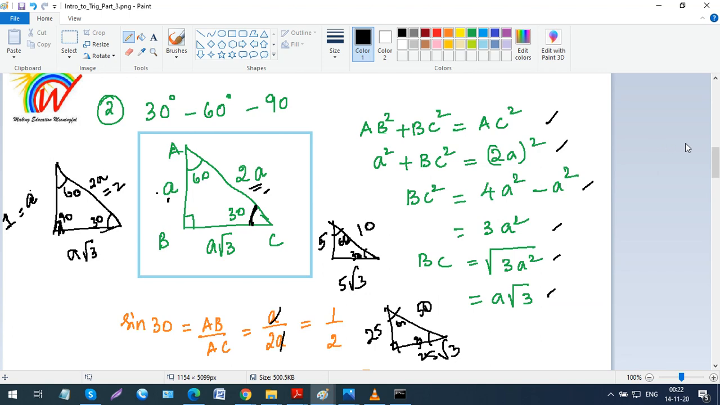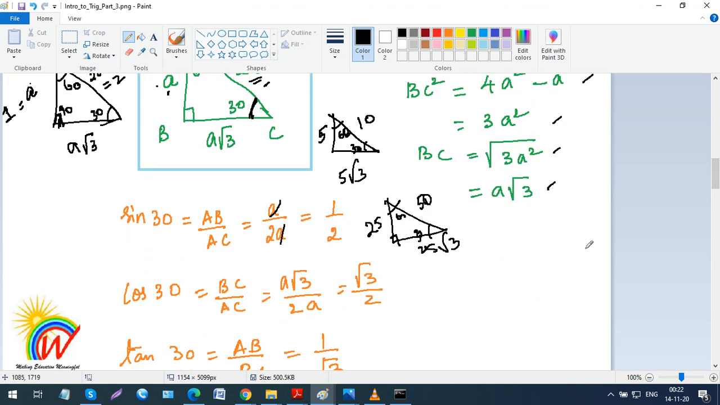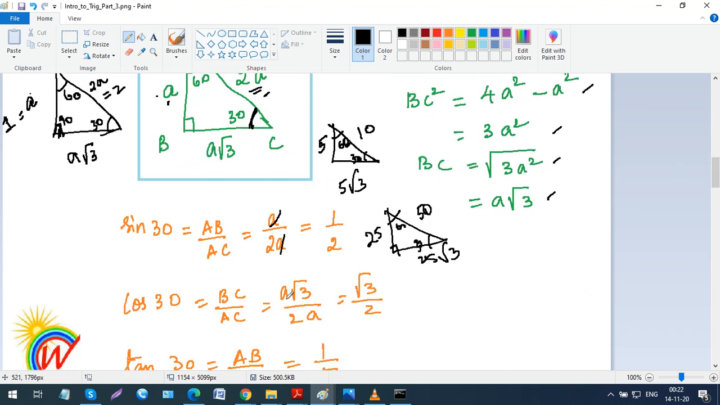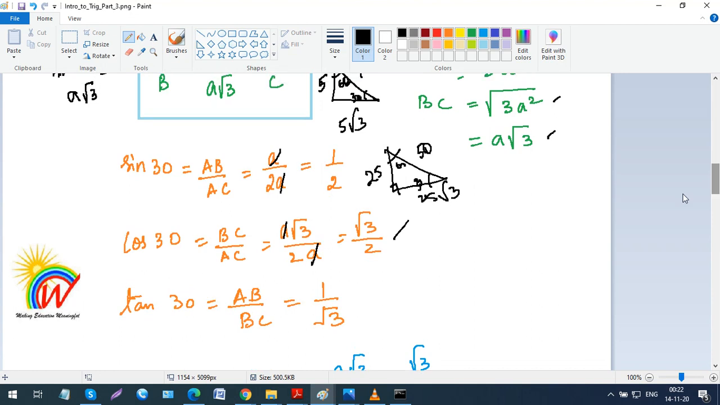Then come to cos 30. For cos 30, you have to go for adjacent over hypotenuse. Adjacent is BC and hypotenuse is AC. So A root 3 over 2A. Again A gets cancelled and you get root 3 over 2. Tan 30 is opposite over adjacent, so it's going to be AB over BC. AB is A and BC is A root 3. So A gets cancelled and you get simply 1 over root 3.